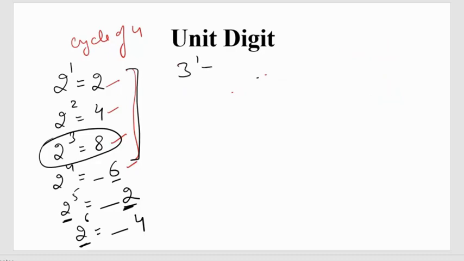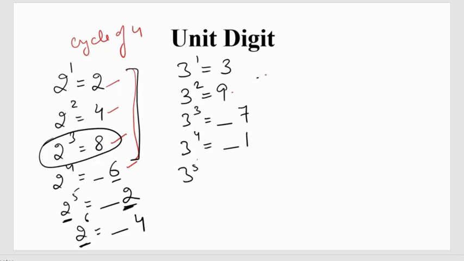See, 3 raised to power 1 is 3. 3 square, that is 9. 3 cube, that is last digit 7, right? 3 raised to power 4: 7 into 3, last digit 1. So again, if I'm finding 3 raised to power 5, that gives you 3, last digit, right? 3 raised to power 6, that gives you 9. So as you can see, 3, 9, 7, 1. Again, the cycle of 4. Again, 3, 9, 7, 1, it will repeat.